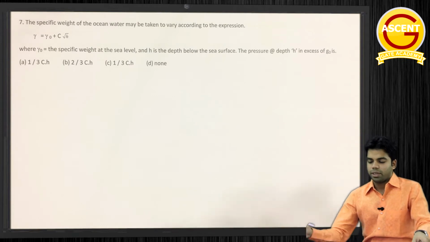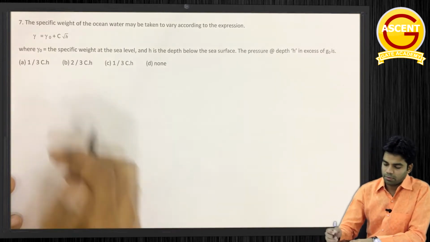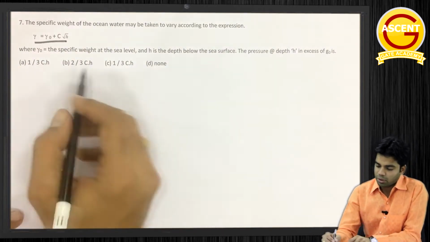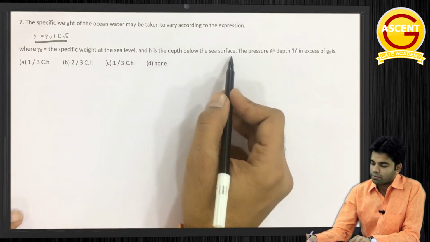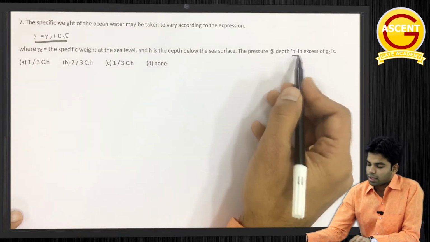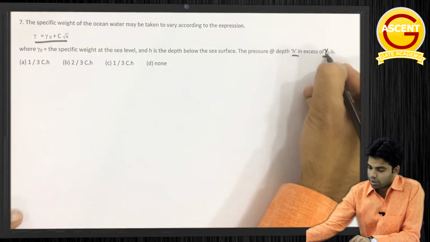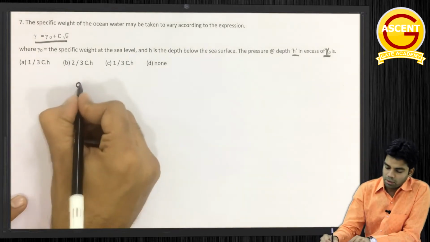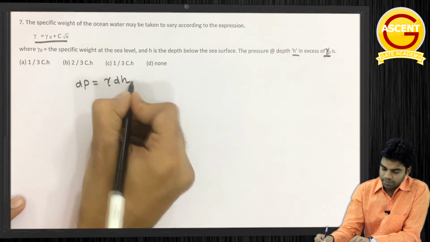The specific weight of the ocean water may be taken to vary according to the expression gamma is equal to gamma naught plus c root of h, where gamma naught is specific weight at the sea level and h is the depth below the sea surface. The pressure at depth h in excess of gamma naught is, okay, so we know dp is equal to gamma into dh, as we have already proved.